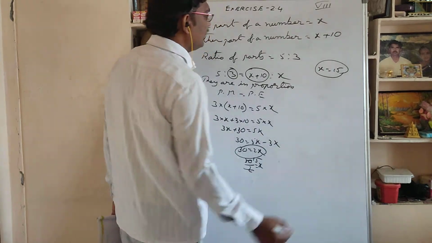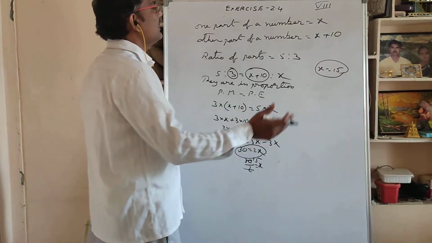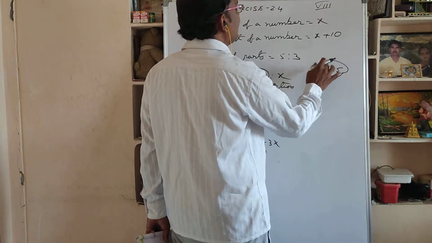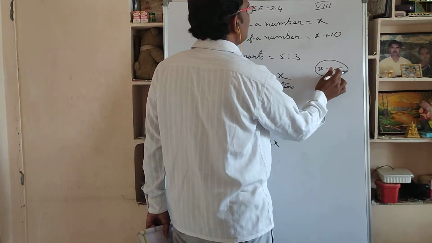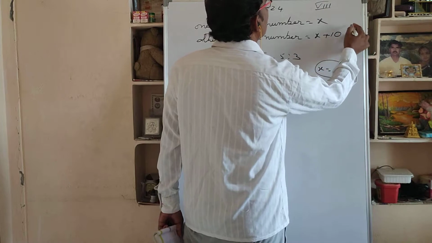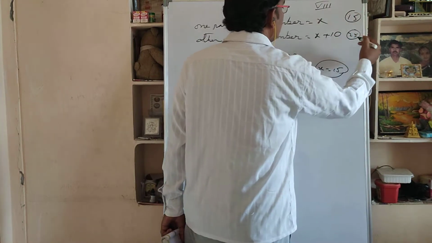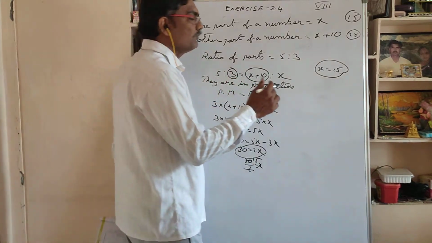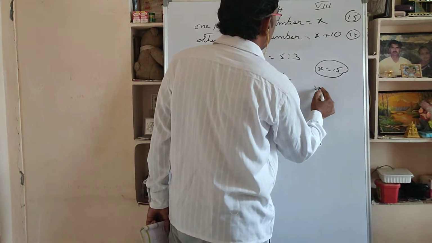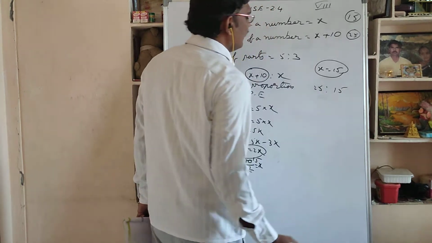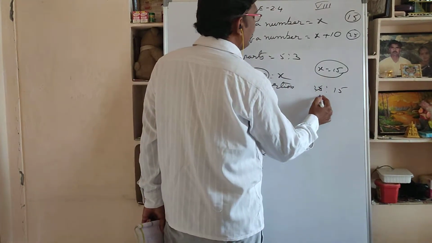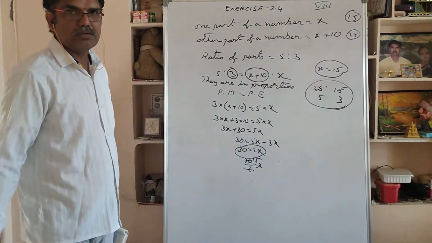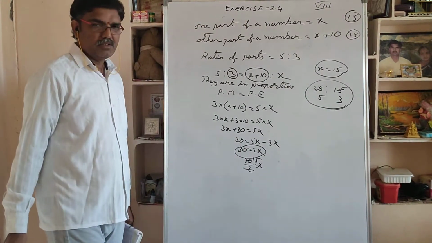One number is how much here? 15. What is the other number? The other number, what I said? 10 more than this number. So for this if you add 10 you are getting 25. One number is 15, the other number is 25. So if you take the ratio, big number first, 25 is to 15. Both will go in the 5 table. 5 5s are 25, 5 3s are 15. So did you get 5:3 or not? So the problem is correct.